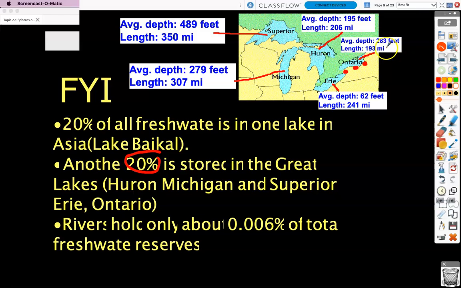Anyway, Ontario has an average depth of 283 feet, length almost 200 miles. Erie is your shallowest Great Lake, 62 feet deep, 240 miles long. Huron, over here on the eastern side of Michigan, is almost 200 feet deep and 200 miles long. Michigan, you got Chicago, put a dot, there's Chicago, about 280 feet deep on average and 300 miles long, so that's pretty long. And then the biggest Great Lake is Superior, way up here, and they call this the UP of Michigan, which I guess, what do they mean by UP?